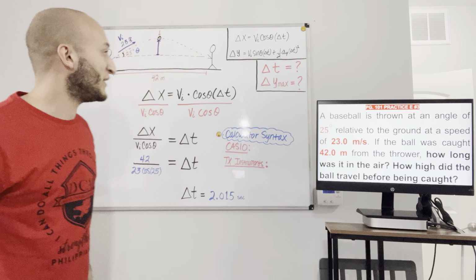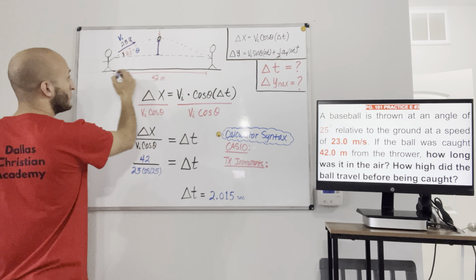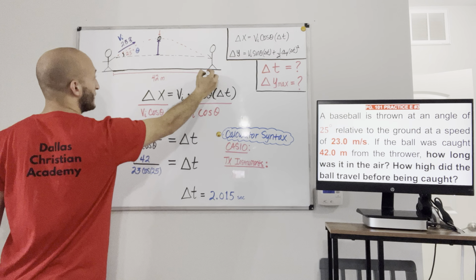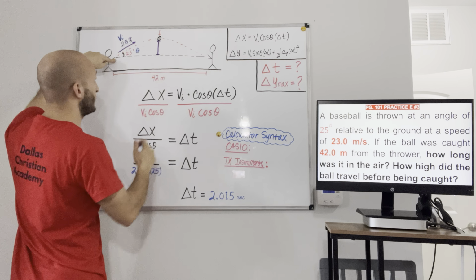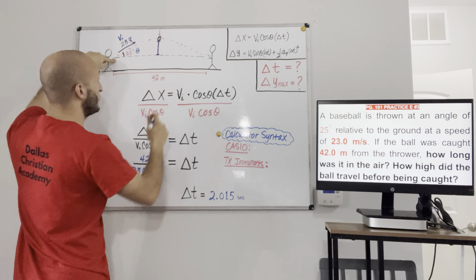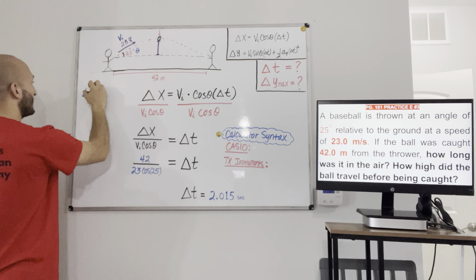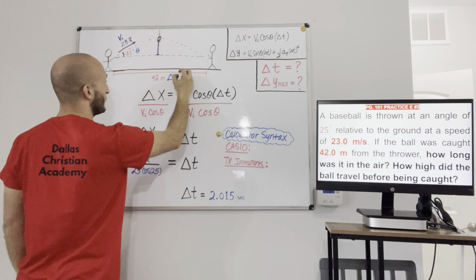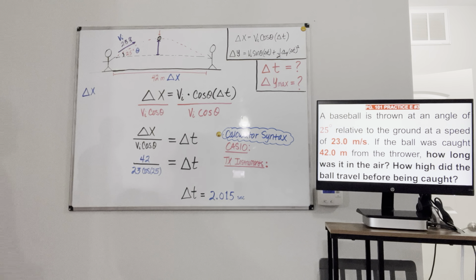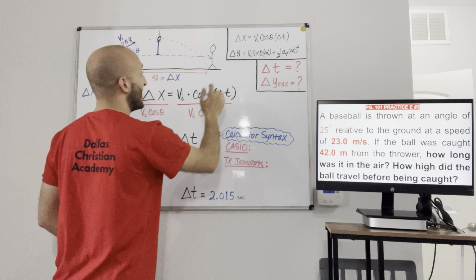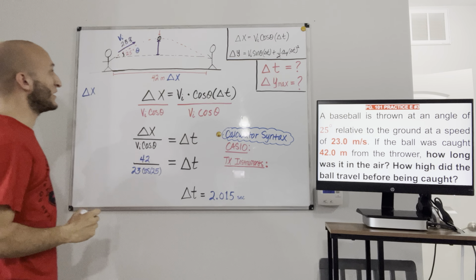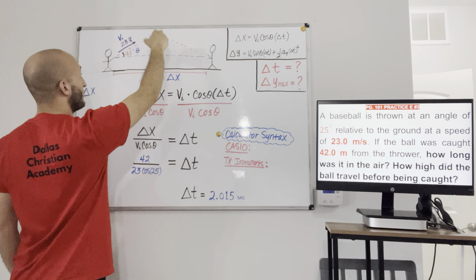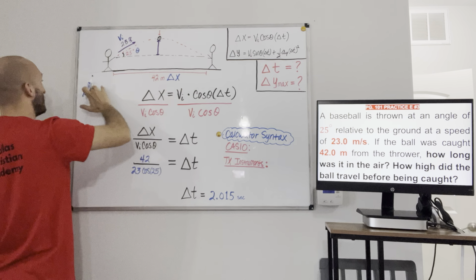And lastly here, 42 meters. 42 meters between the thrower and the catcher. Now, that would be displacement. So it would be from the position that it was thrown to where it was caught. Find the difference, right? So delta x. And I know it's delta x and not delta y because we're looking at the horizontal displacement, not the vertical displacement, which is y.